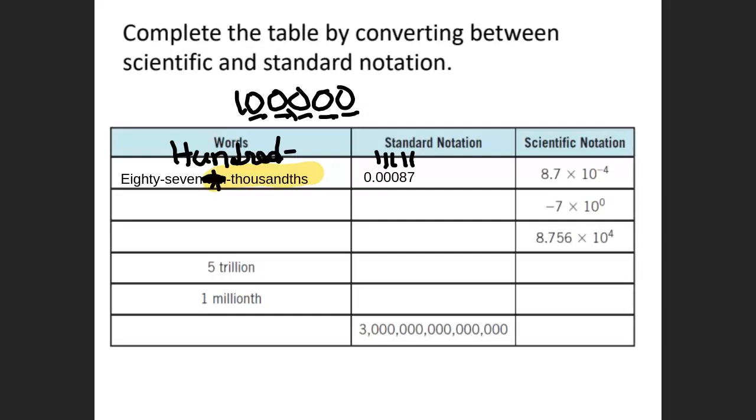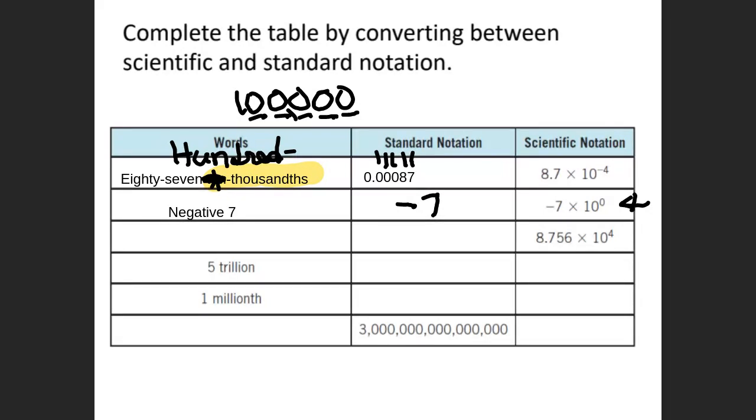Now, this one. Do you remember what 10 to the power of 0 means? It means 1. 7 times 1 is 7. This is written as 7. Okay.